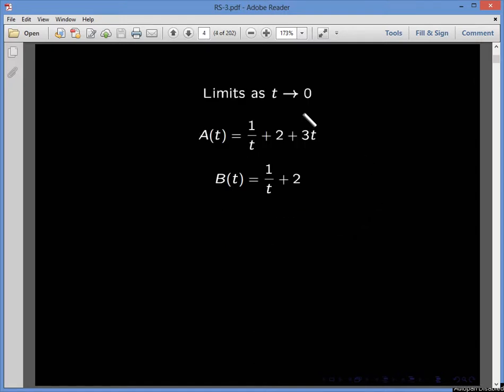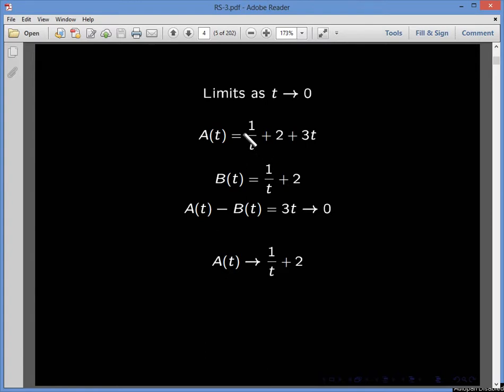So for example, as t approaches 0, if a(t) is 1 over t plus 2 plus 3t, and b(t) is 1 over t plus 2, we're going to consider the limit, whether a(t) approaches b(t). So we have to take the difference. As you can see, if you take the difference, you're only left with the 3t here. That 3t obviously approaches 0 as t approaches 0.